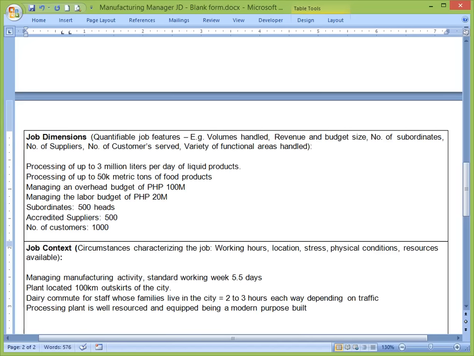You can also say the plant is automated or fully automated, right? You can say highly automated. This will definitely attract the candidates, right? This is one of the tools that the recruitment managers will need to attract more talents.